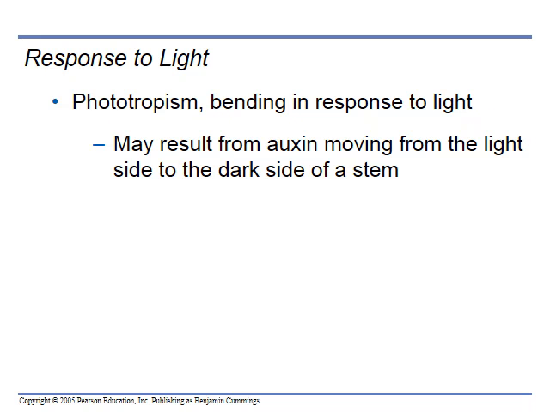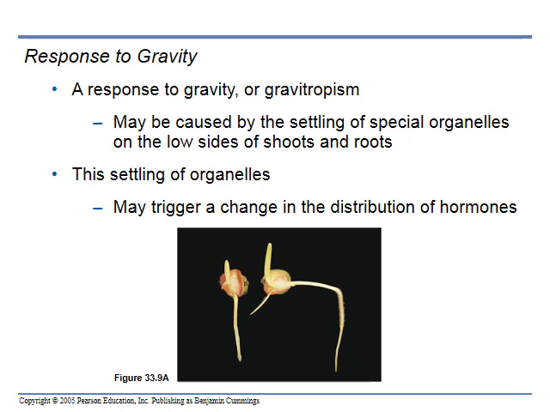When we talk about response to light, that's phototropism, bending is a response to light. And remember, that was the result from auxins moving to the dark side of the stem. When we look at a response to gravity or gravitropism, that could be actually these little organelles that will settle to the bottom of the cells and allow it to orient. When you think about how does it know up from down when it's in the dark and it can't see, it's the settling of these little organelles that might trigger and distribute this hormone.